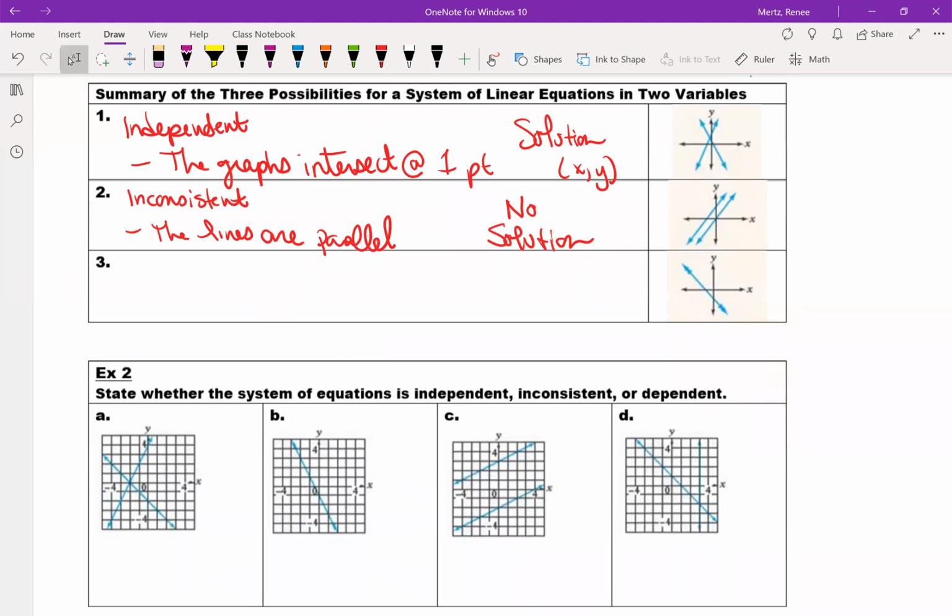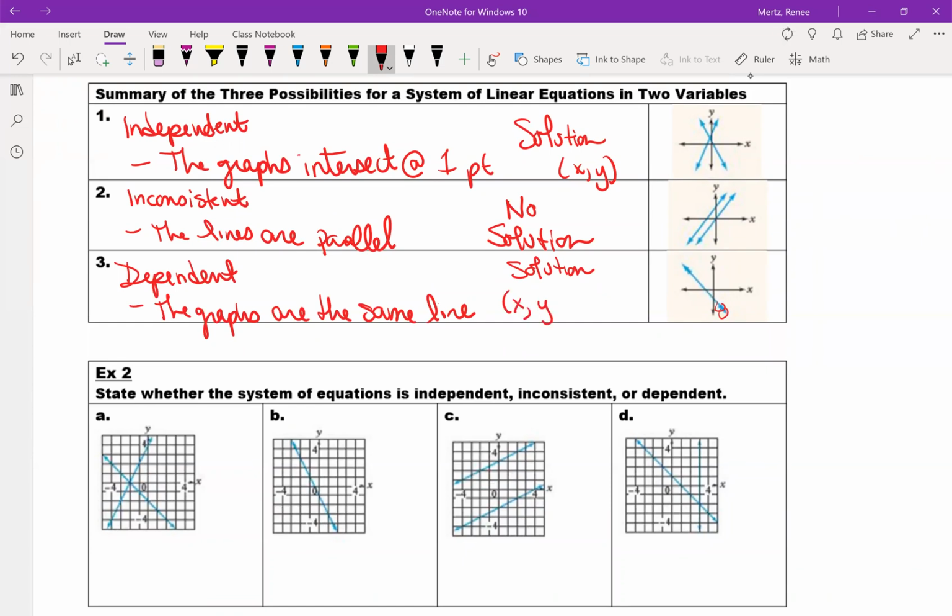And 3, I don't know if you can notice here, but these are two arrows on the same line. So it's dependent. The graphs are the same line. This one is the trickiest to write as a solution. The solution for this is x comma whatever our y equals, so maybe 2x plus 5 or whatever it is. So we'll practice that when we get to it.